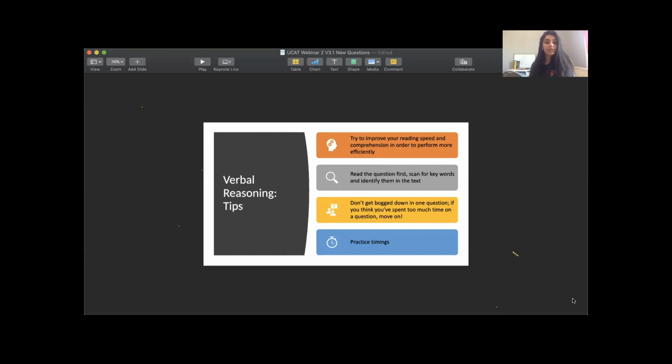Another thing is when you're working out the answer to these questions, pick the key topics in the question and then go back to the passage and see if you can find those key topics, and make sure you read the sentence before and the sentence after that to see if you can find the answer.